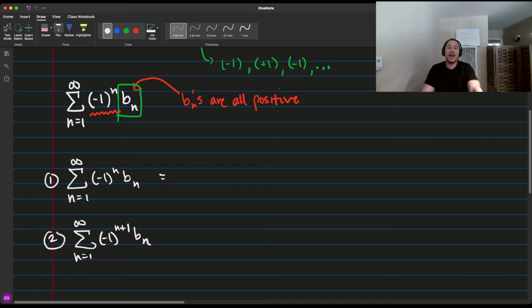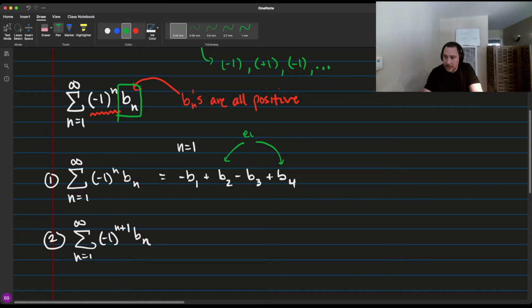So if you have -1 to the n, that first term where you plug in n equals 1, -1 to the first is negative, right? So that's minus b1 and then plus b2 minus b3 plus b4, right? Because if you plug in even powers, -1 to even powers will be positive. So if you have -1 to the n, the even powers are positive, whereas -1 to odd powers will be negative.